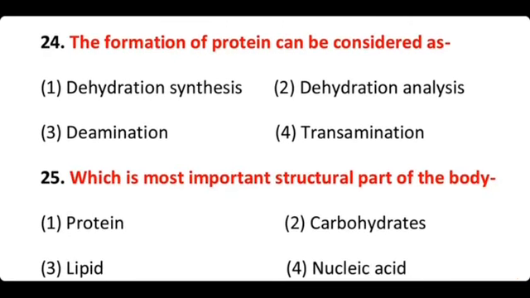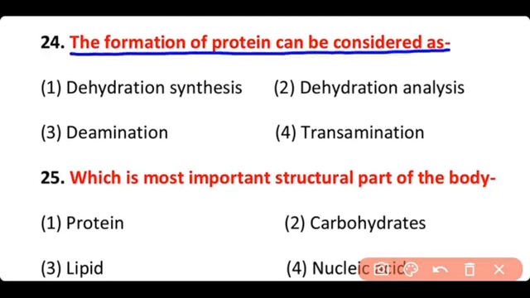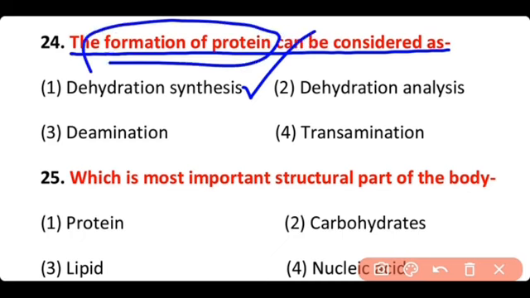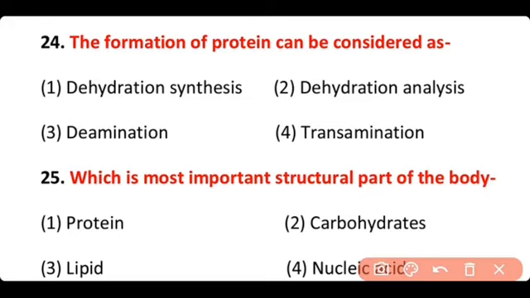Question number 24. The formation of protein can be considered as dehydration synthesis, dehydration analysis, deamination, or transamination. So the correct answer is option 1. The formation of protein is a dehydration synthesis because when amino acids join to form protein during peptide linkage, a water molecule is released. So it is known as dehydration synthesis.